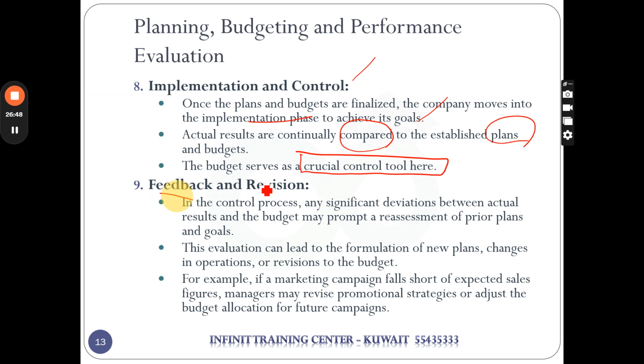Then again, you will have your feedback and revision. In the control process, any significant deviation between actuals and the budget may prompt a reassessment of prior plans. If there is a big difference between what actually happened and what was planned, what was in the budget, this will prompt the top-level management to revise the plan. This evaluation can lead to new plans, or maybe a change in the operations, or a revision to the budget.